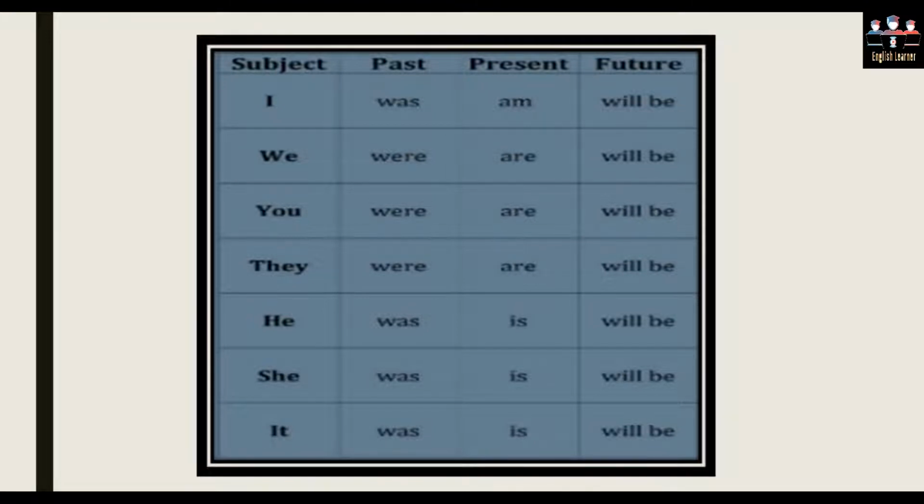For the present, we are going to use am, are and is. Is is going to be used for singular, whereas am is going to be used only with I and are is going to be used with the plurals. Whereas was is going to be used in the past tense for singular and were is going to be used for plural in the past tense. Will be is going to be used in the future along with is, am, are.